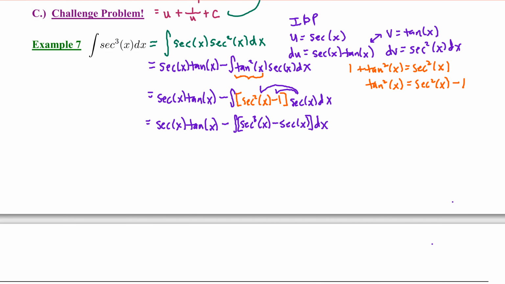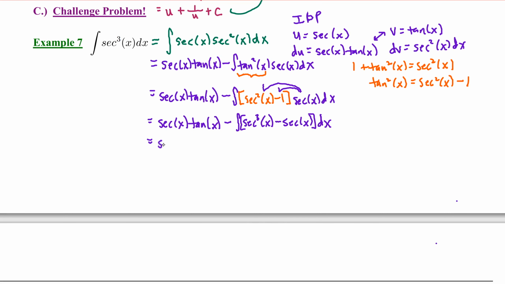Now, are we getting anywhere? Let's go ahead and split that integral into two separate integrals, and maybe you'll recognize what the next appropriate step is. So we have secant of x times tangent of x minus the integral of secant cubed of x dx. Now be careful here, we're distributing the negative, so we're going to get plus the integral of secant of x dx. So looking at executing the two remaining integrals, notice this one is a new formula that we have learned.